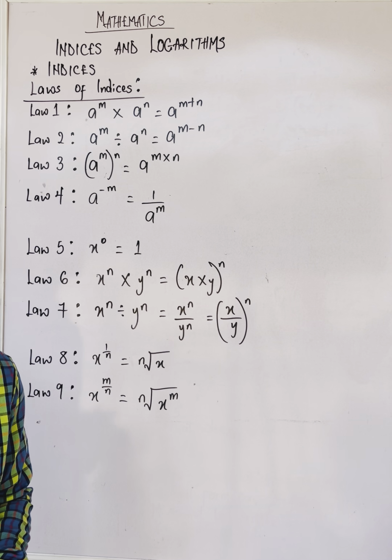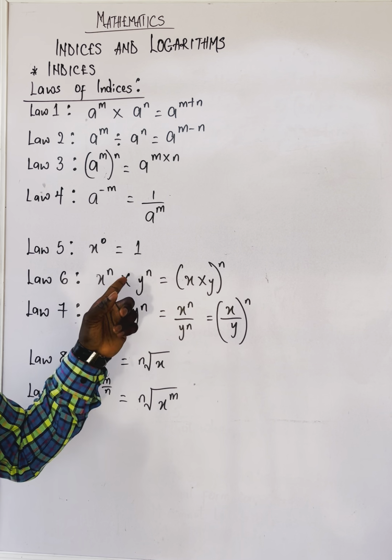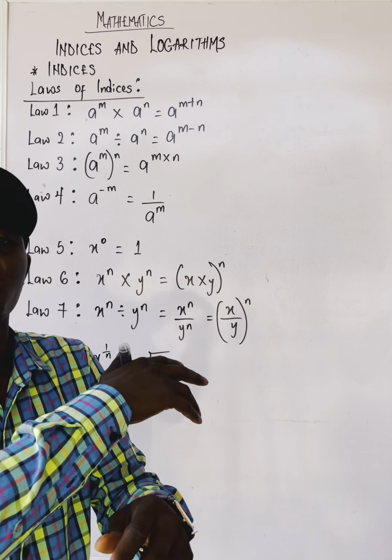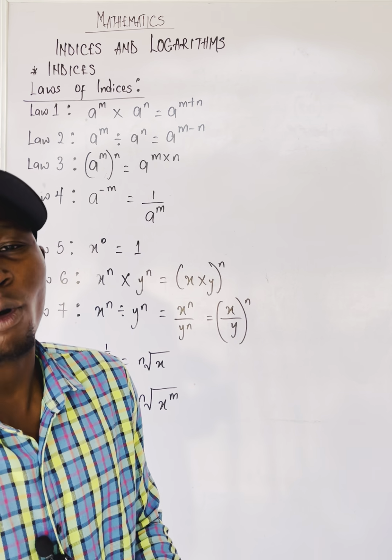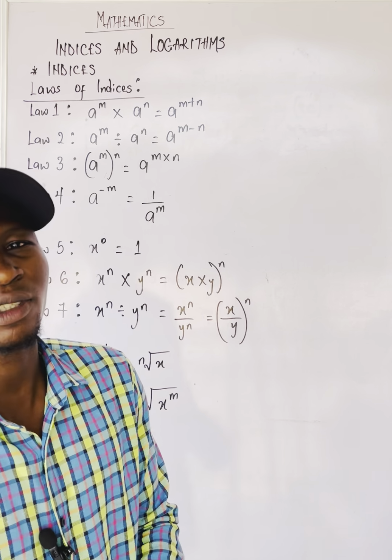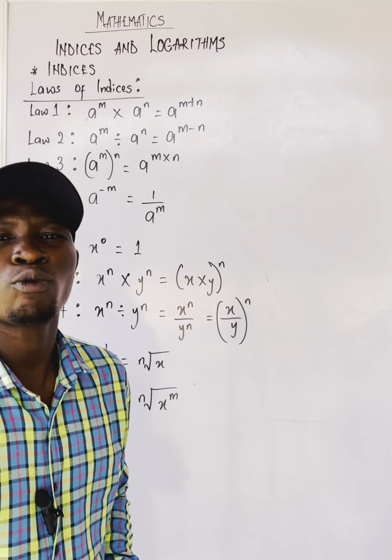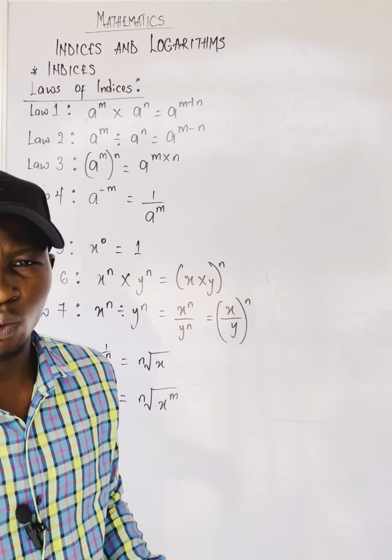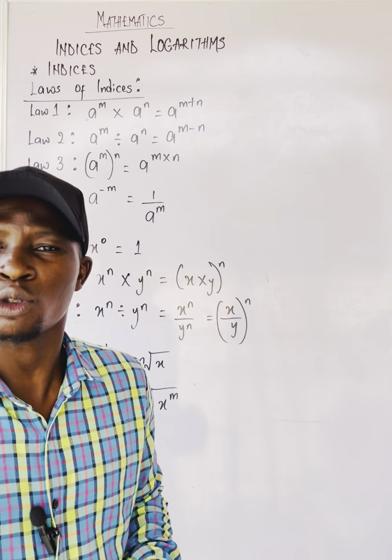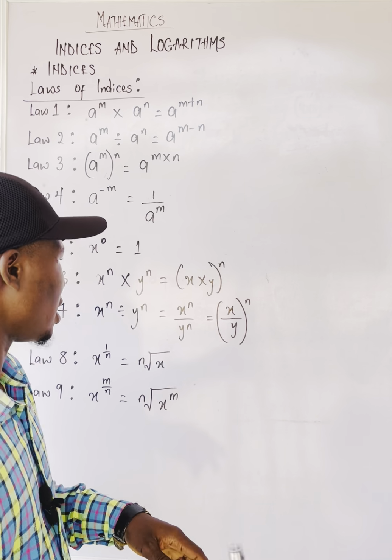Now, rushing to the fifth law. If you have anything raised to the power of 0 is what? 1. You know it. So if you have 100 raised to the power of 0 is what? 1. Don't let them confuse you. If you have 1,000 raised to the power of 0 is what? It's still 1. If you have 1 million raised to the power of 0, it's still 1. Minus 10 to the power of 0 is still what? 1. So that is that about that.